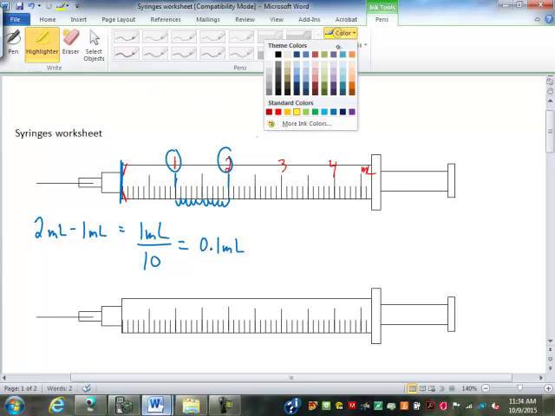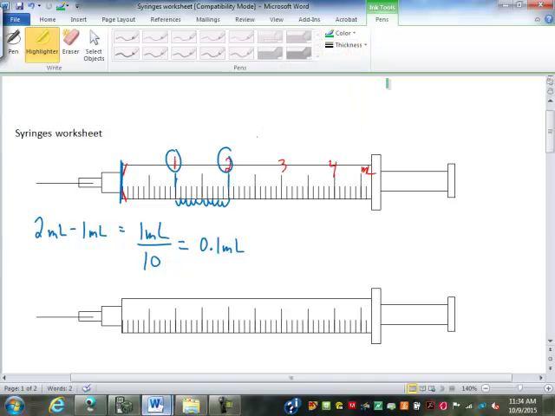So now if this syringe, I'm going to change colors a little bit to make this darker, happens to be filled to here. Well, this is 3 whole milliliters. Each space is 0.1, so that's 3.1, 3.2, 3.3, 3.4. 3.4 milliliters.